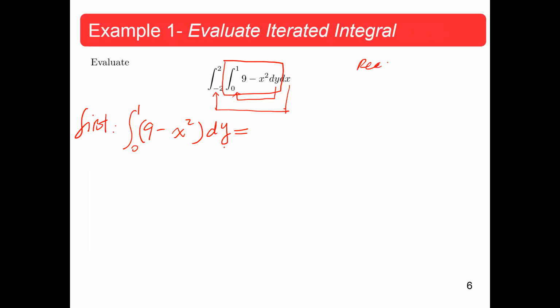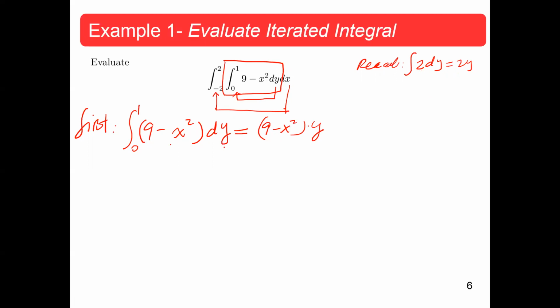Think about if you have this question, guys. 9 minus x squared. This is a constant. Should we multiply by a y in the end? Yes. Okay. It's kind of like this. If you see integral of 2 dy, right? Then you know the antiderivative is going to be 2y. Folks, do you see that?